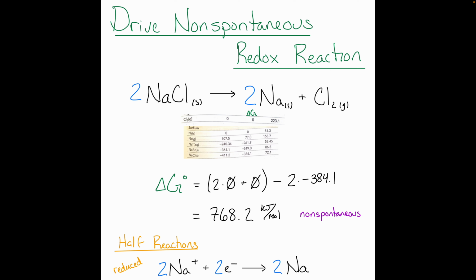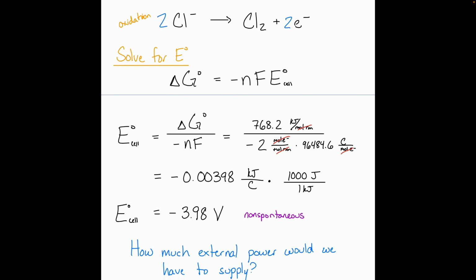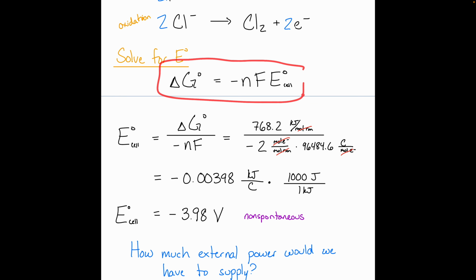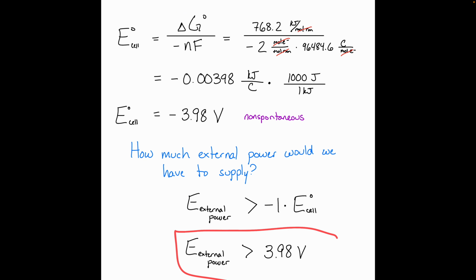You can drive non-spontaneous reactions by applying an external power source. And how much power do you have to apply? Well, it's based on the delta G of that reaction. You need to overcome this much energy in order to get the reaction to go in the direction that it really doesn't want to. That's what this calculation is showing, using our relationship between delta G and our potential. We get an idea of just how much power has to be supplied to drive this non-spontaneous reaction.